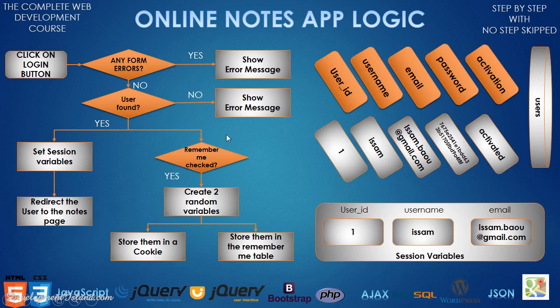Now, the user, when they log in, they have the option of checking the Remember Me box so that the website remembers them the next time they come back. So if they check that box, we need to do something so that we recognize them if they come back. So we're going to need to store something on their computer, and also we're going to store something on our database.